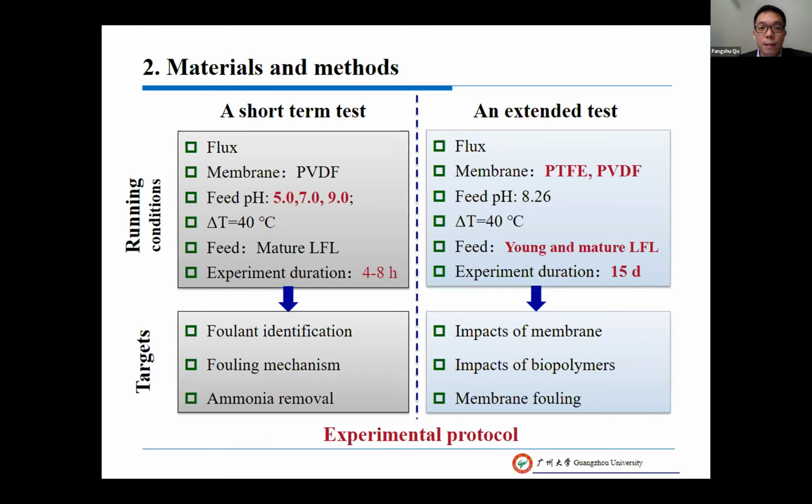The experiment consists of 2 parts: a short-term test and an extended test. In the short-term test, the PVDF membrane was used to treat the mature landfill leachate, and the pH was changed to assess the membrane fouling and the ammonia removal. In the extended test, the PVDF and the PTFE membranes were used to treat the young and mature landfill leachate, and the experiment was extended to 15 days so that we can assess the impacts of membrane characteristics.